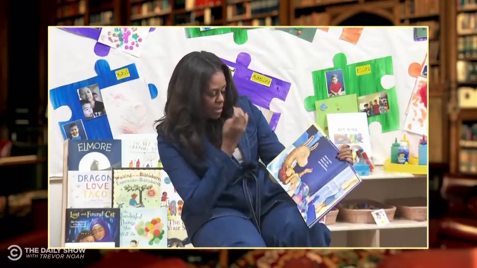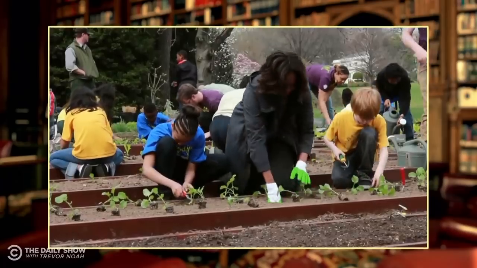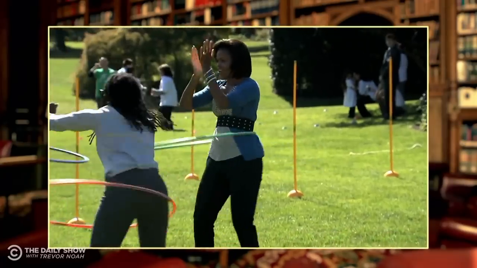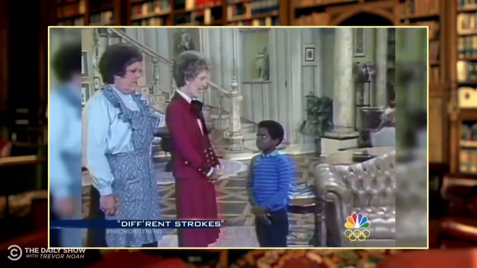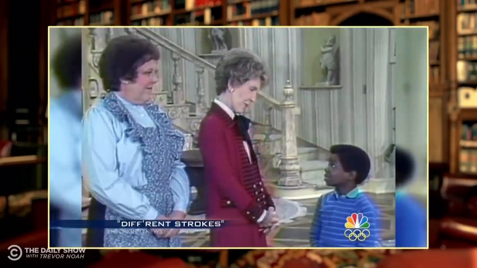When Michelle Obama was first lady, one of her key initiatives was to push for healthier nutrition and food choices. That translated into a change for public school lunches around the country. In the 80s, Nancy Reagan appeared in a popular sitcom to boost her Just Say No campaign.